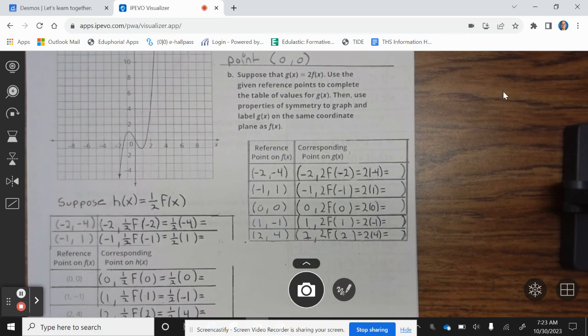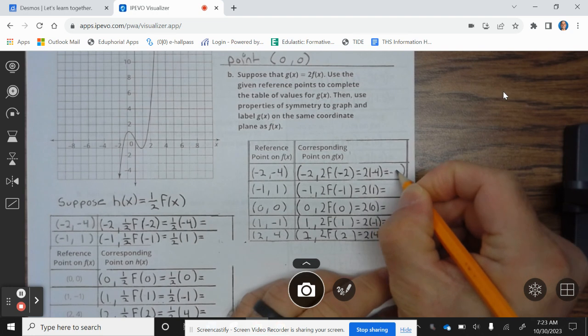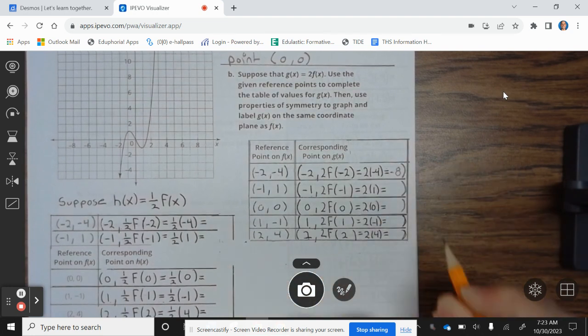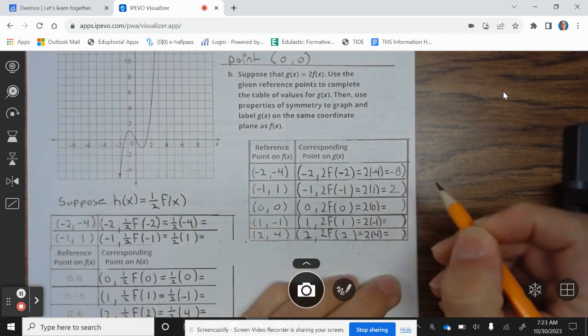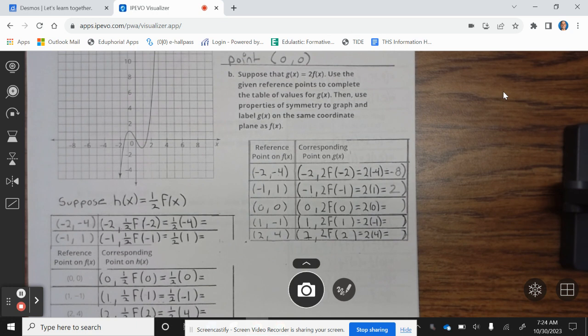All right. When your reference point is -2, -4, the corresponding point on g of x is -2, 2 times f of -2, which is equal to 2 times -4, which is -8. When the reference point is -1, 1, the corresponding point on g of x is -1, 2 times f of -1 equals 2 times 1, which equals 2. When the reference point is 0, 0, the corresponding point on g of x is 0, 2 times f of 0 equals 2 times 0, which equals 0.